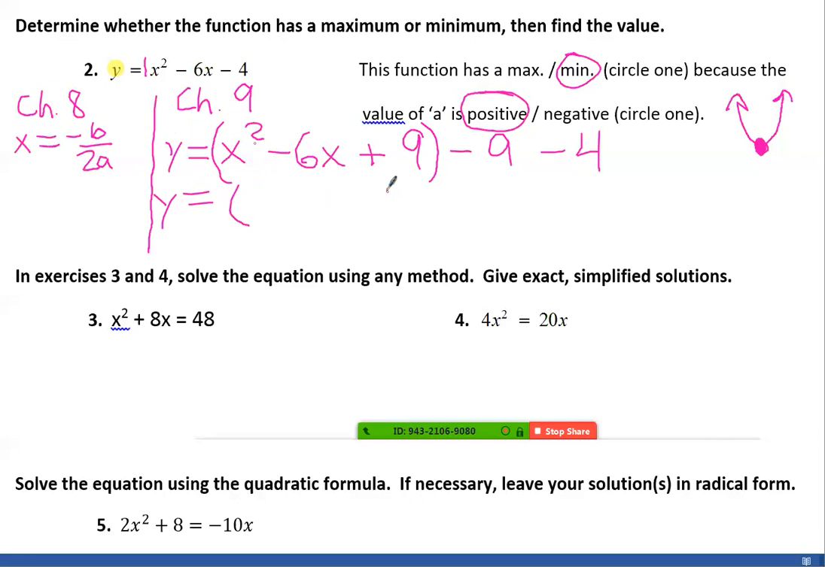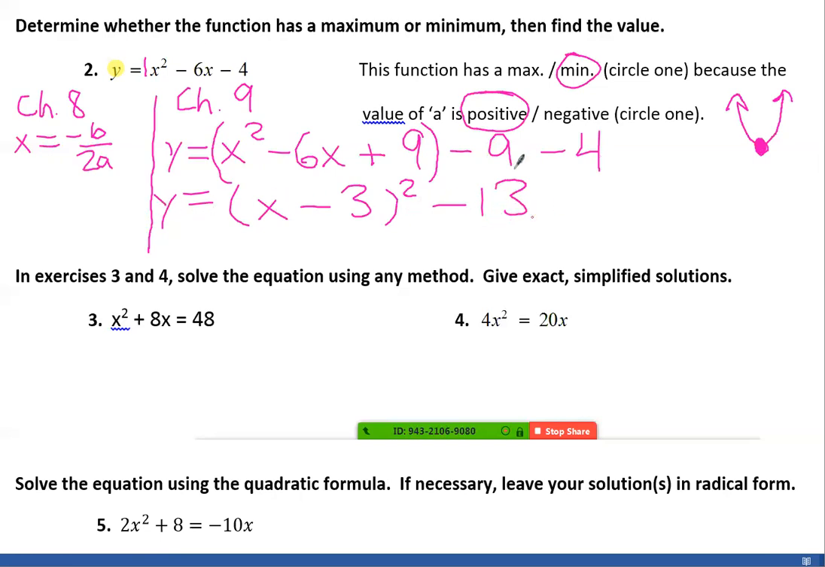Okay, what is the square root of x squared minus 6x plus 9? It's x minus 3, right? Because you take b, divide it by 2, you get 3. And then, of course, that's squared. If you had two factors of the quantity x minus 3 and you multiplied them together, their product would be x squared minus 6x plus 9. Now, minus 9 minus 4, that's -13.